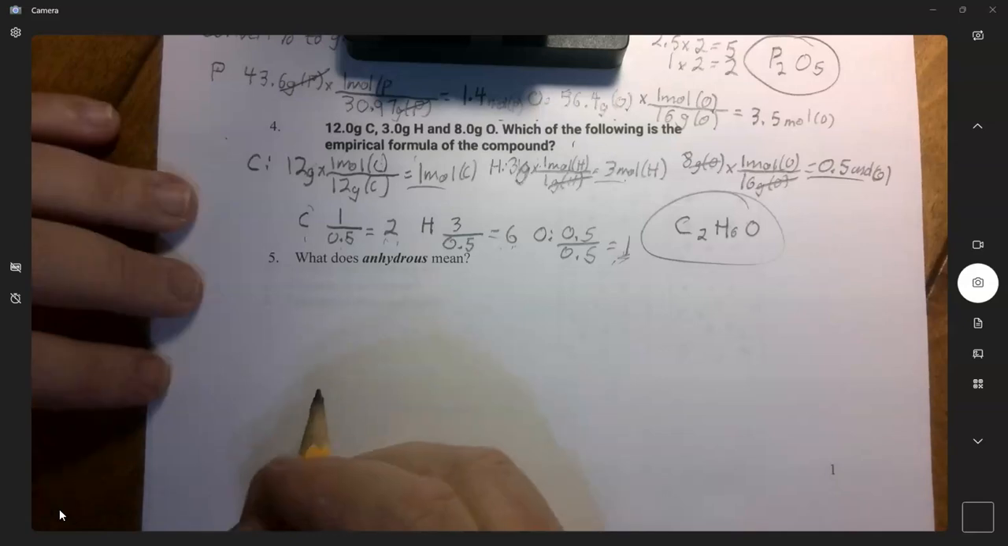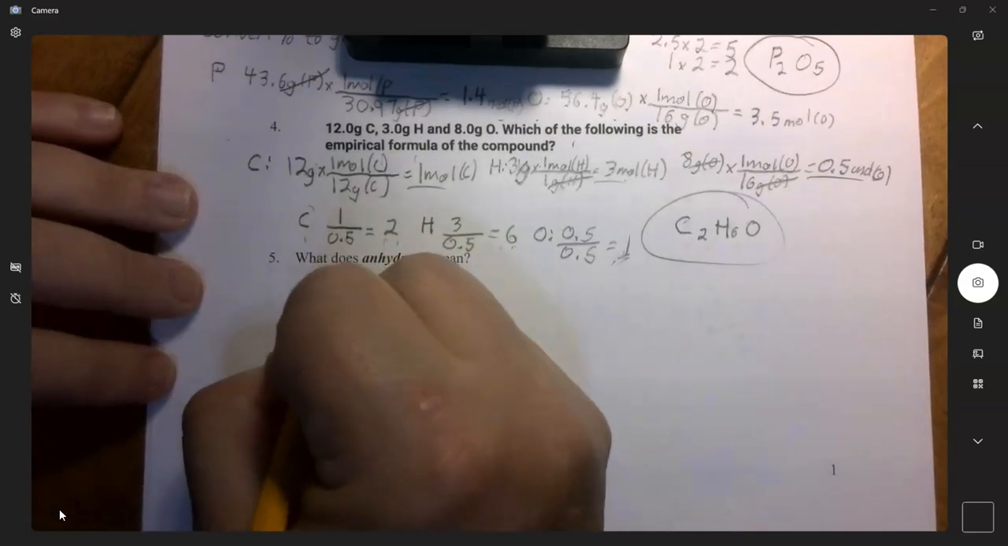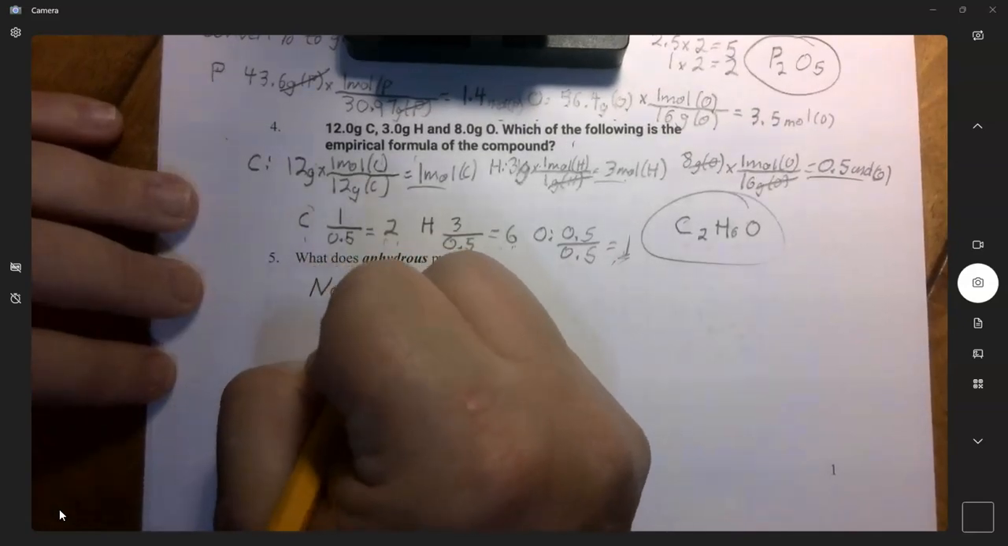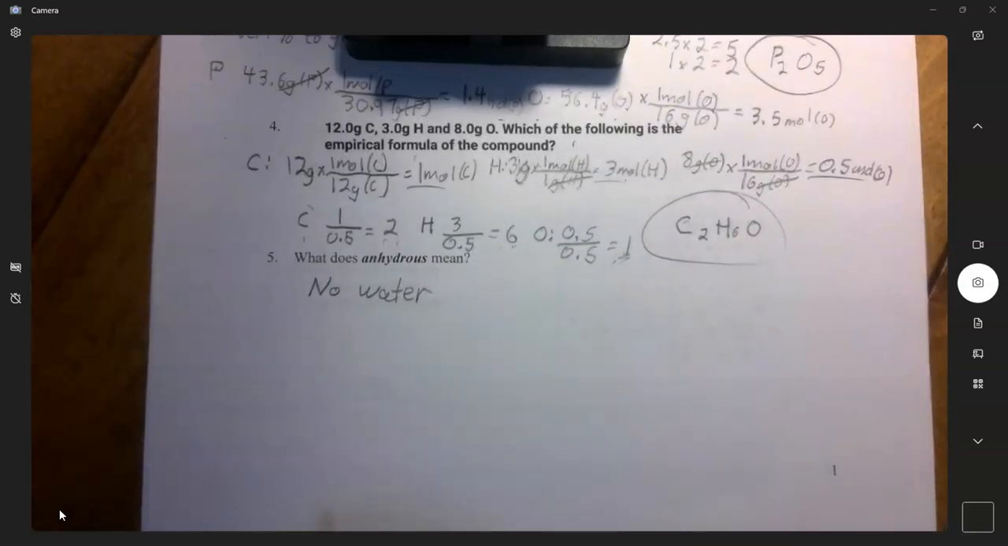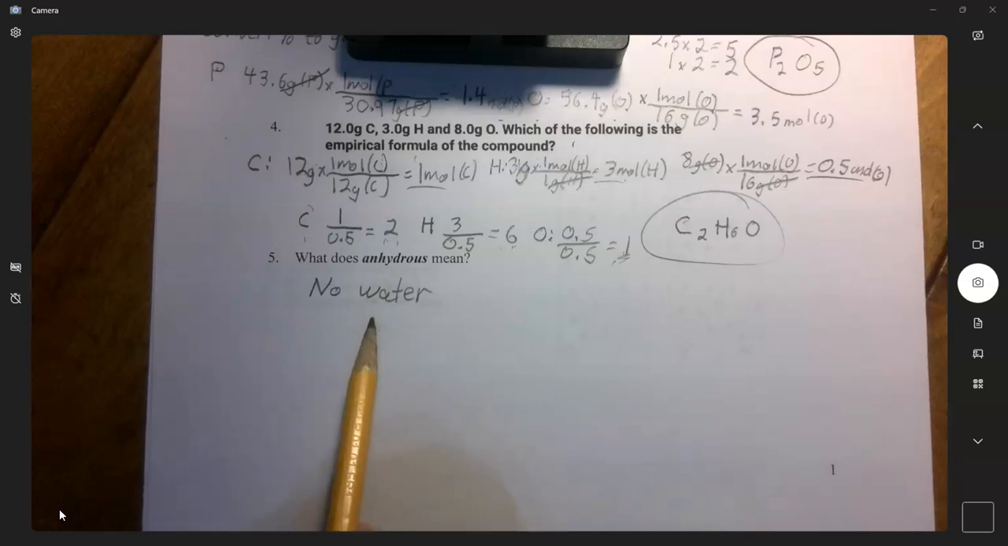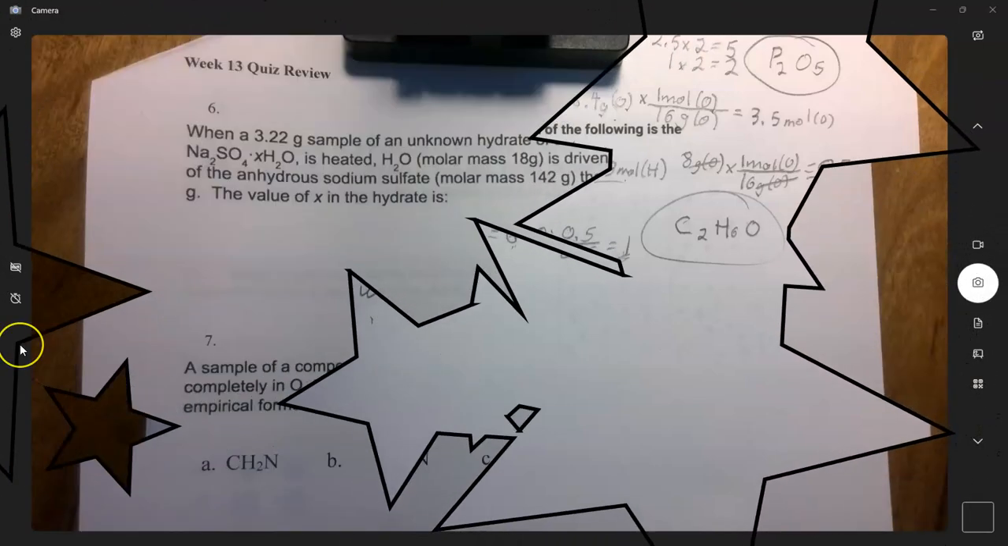What does anhydrous mean? No water, or without water would be a better way to say it. Hydrous molecules are molecules that even though they're dry, they have water molecules attached to them. They're not liquid, they're solids, but they have water molecules attached. Okay, we are going to go to the next page.